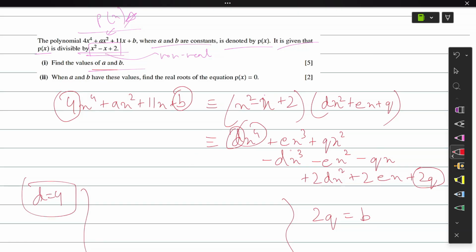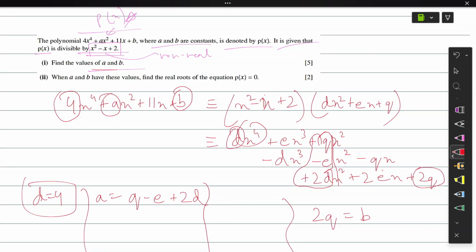What else? So let's compare the coefficients of x squared. The coefficient of x squared is a. So a must be equal to the coefficient of x squared in our variable form. So these are all the coefficients: q minus e plus 2d. These three values must add up or subtract to a, right? So that is another thing to keep in mind.